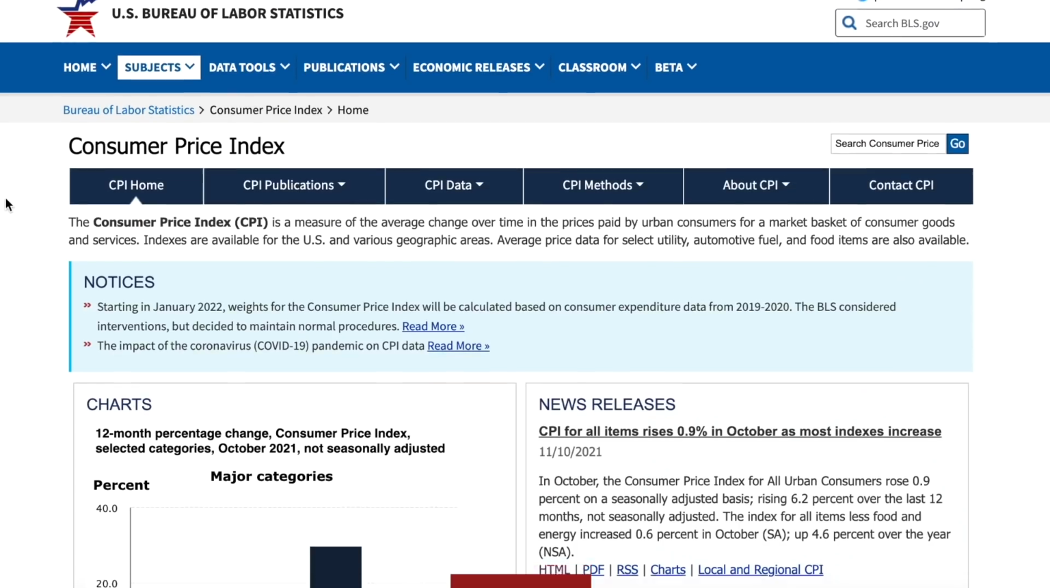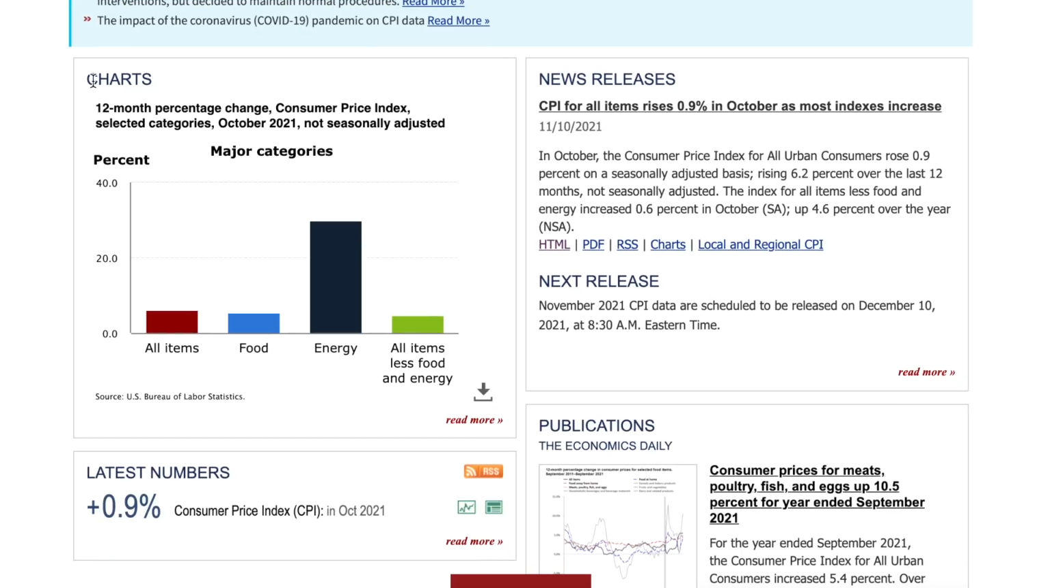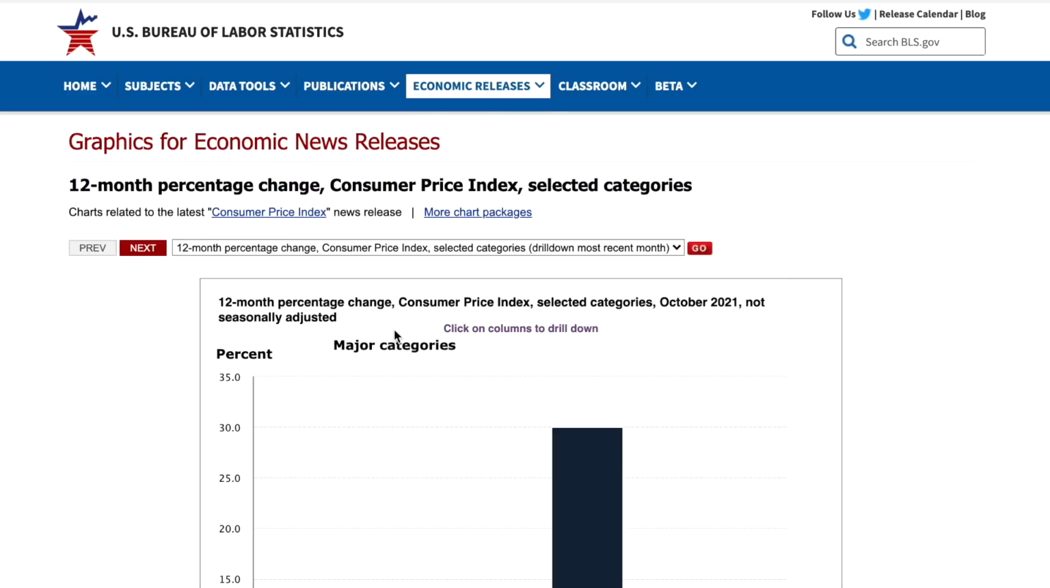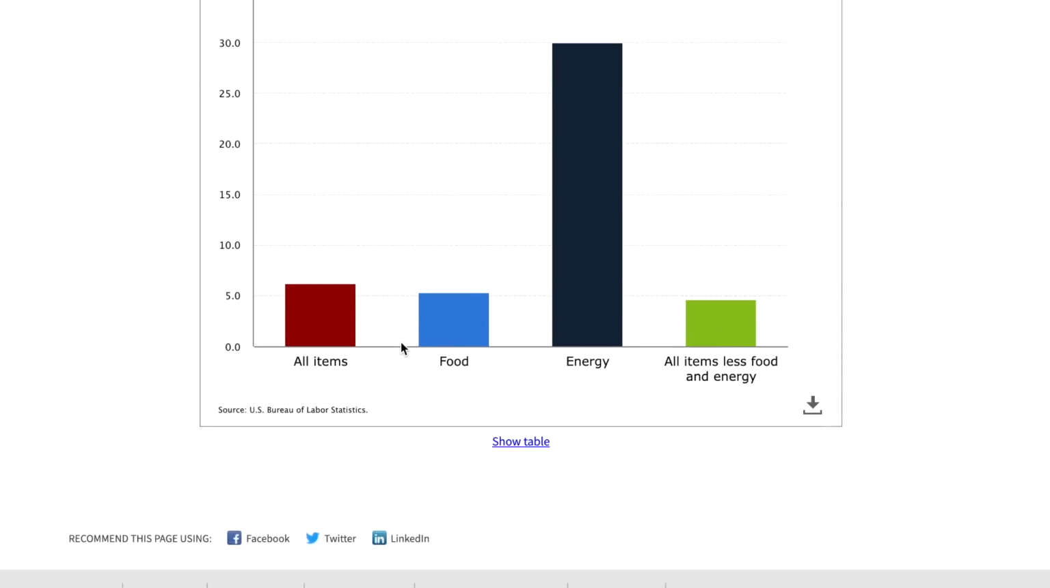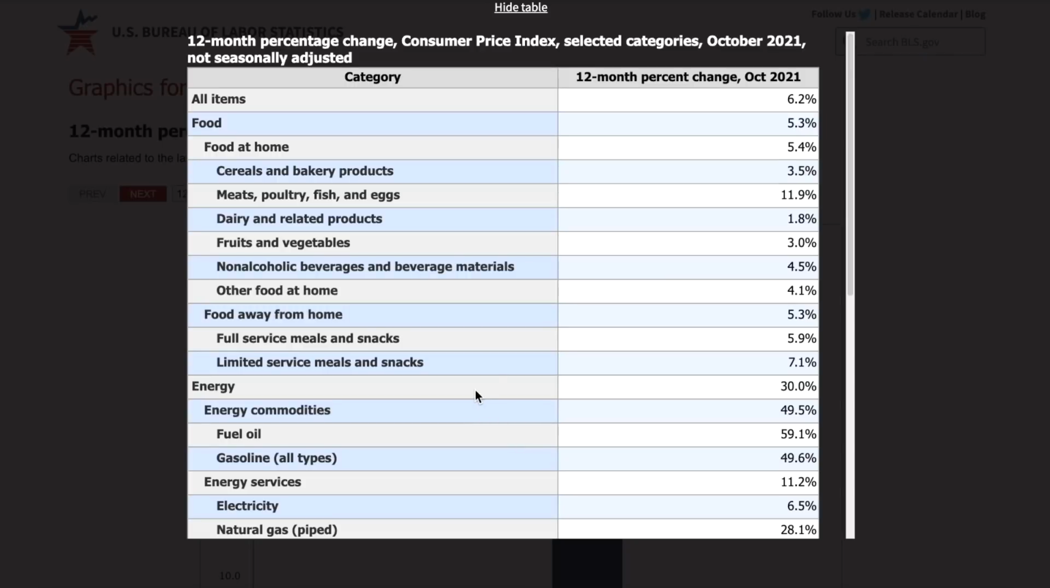Also within the Bureau of Labor Statistics website is where you can find a lot of handy charts to see exactly what sectors or parts of that basket are rising the most on a year-over-year basis, or on a seasonally adjusted basis. Just as an example, if we go into the charts section of the latest report, we'll see that the biggest percentage gain in any category is energy. And if we click on Show Table, we can actually see that gasoline is up 49.6% year over year from last October.